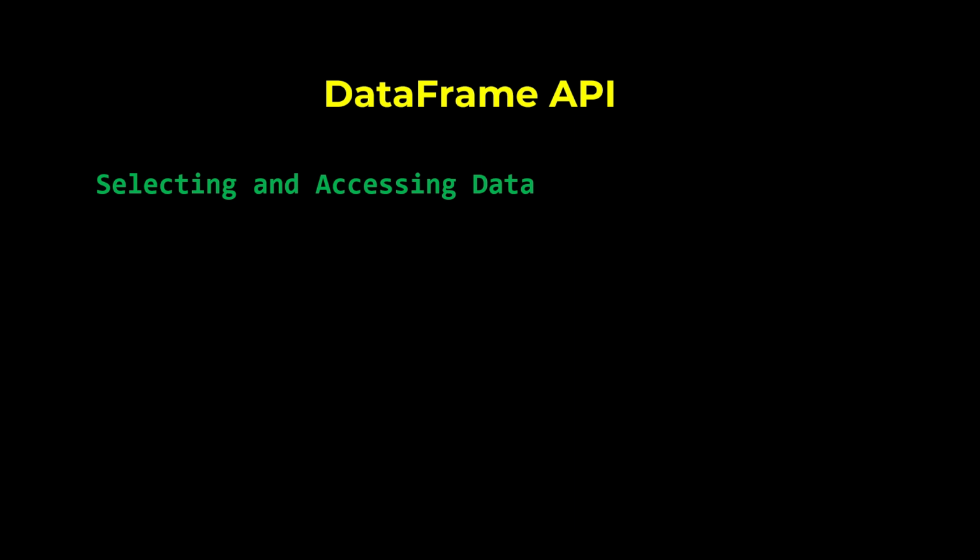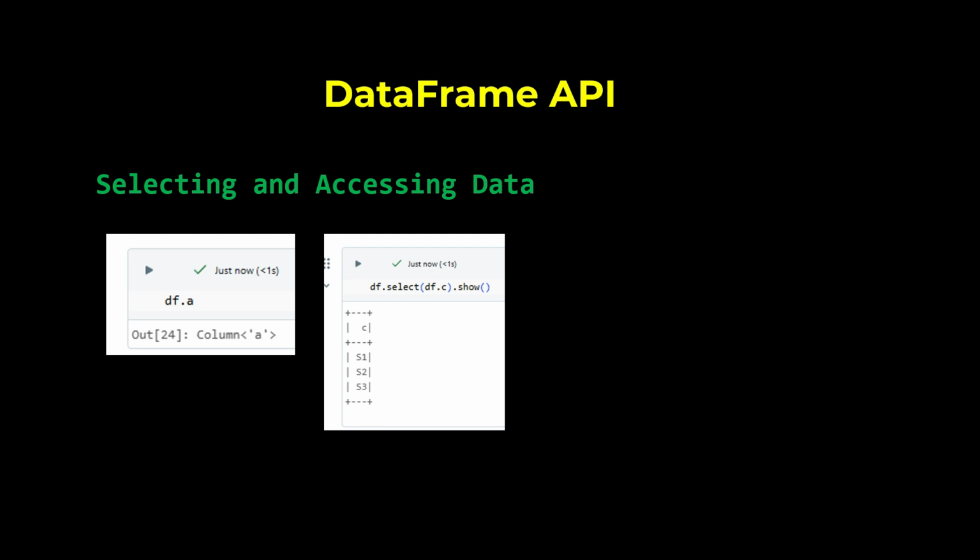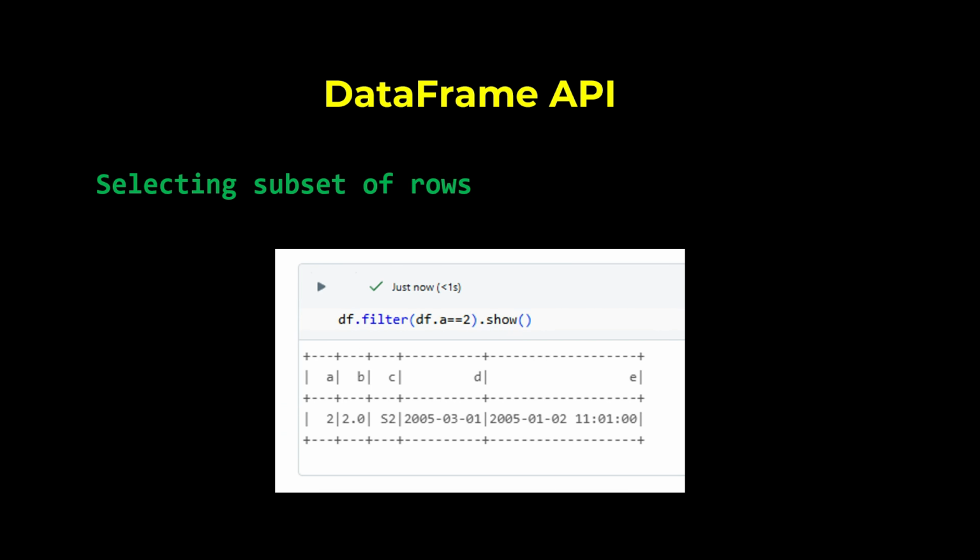PySpark DataFrame is lazily evaluated, and simply selecting a column does not trigger the computation, but it returns a Column instance. These Column instances can be used to select the column from a data frame. We can also assign new Column instances using withColumn. We can use the filter method to select a subset of rows.